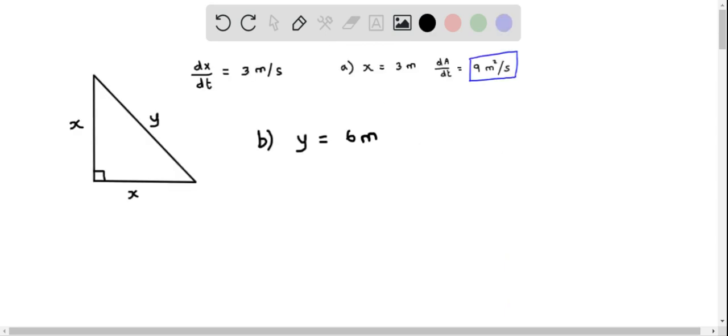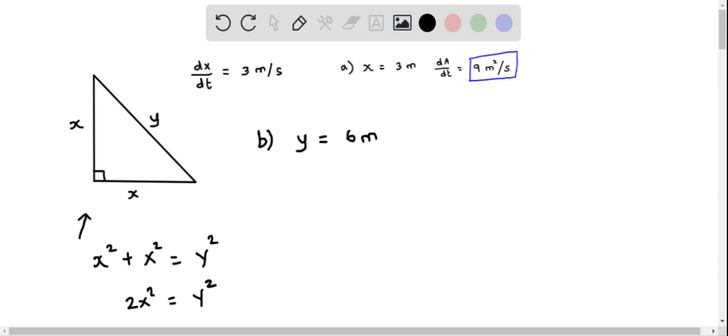In part B, we determine the rate at which the area changes when the hypotenuse is 6 meters. First, let's apply the Pythagorean theorem to this isosceles right triangle. The sum of the squares of the legs equals the square of the hypotenuse. So we can write x squared plus x squared equals the square of the hypotenuse, which is y squared. So x squared plus x squared is 2x squared, and this equals y squared.